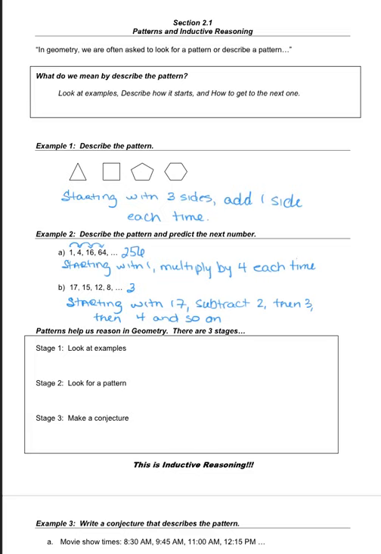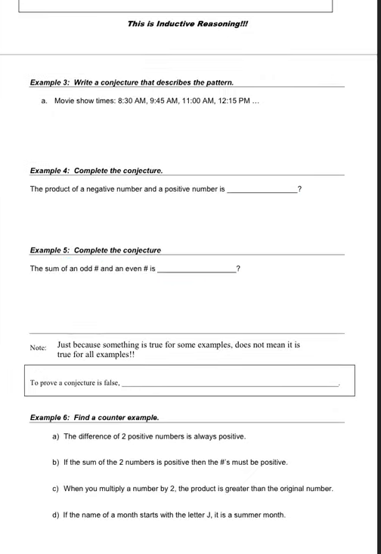Patterns help us reason in geometry, and there are 3 stages in this inductive reasoning process. Stage 1 is look at the examples, which we did. Look for a pattern, so what do you see happening? And then we make a conjecture or a prediction. A conjecture is just a prediction. As I said, that's inductive reasoning. Look at examples, try to find a pattern, make some kind of a conjecture or a prediction.